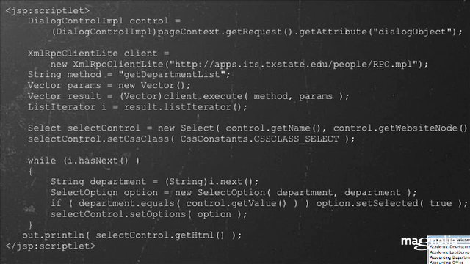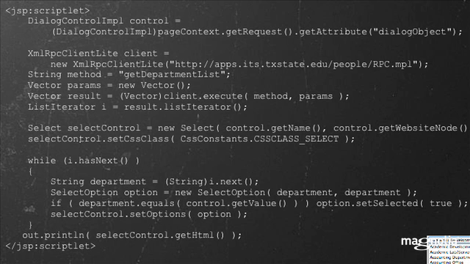We create a new vector for the parameter list. In this case, since we're just asking for the department list, we don't have to add anything to that parameter list. It's just an empty parameter list, but the way that XML RPC is structured, it expects to have that parameter list there, even if there's nothing in it. And then we call the execute method.